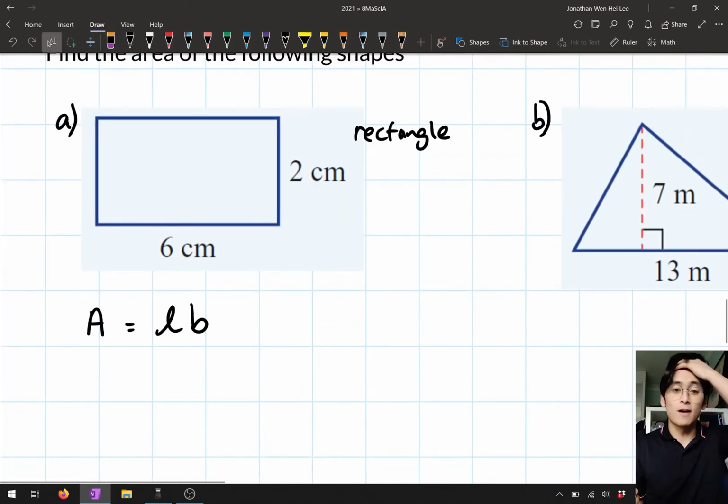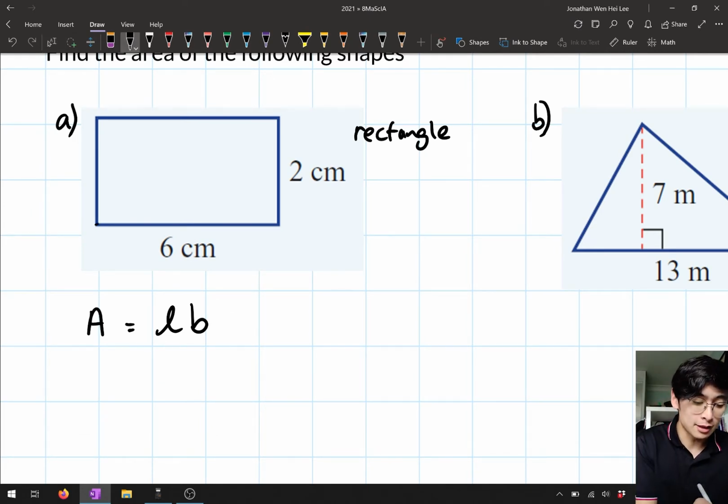What I then need to do is just find those measurements. I want to find how long L is and I want to find how long B is. So from my diagram, my length is just going to be 6 centimeters and my breadth, B, is going to be 2 centimeters. So here I'm going to have 6 times 2.